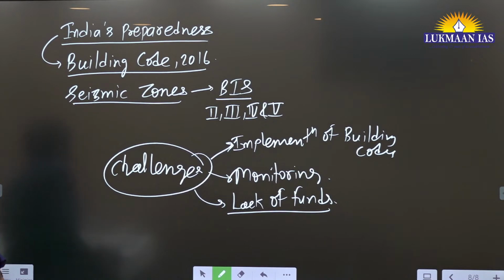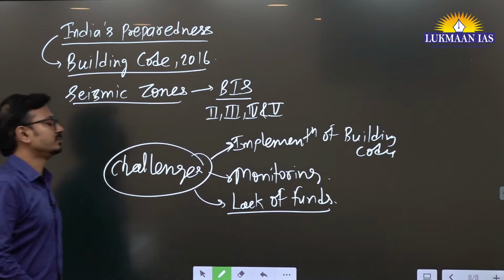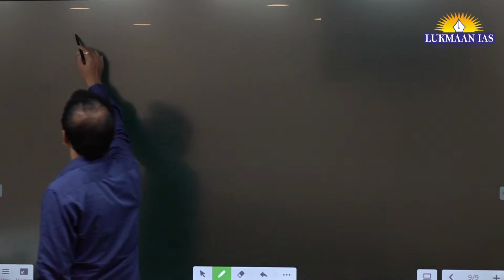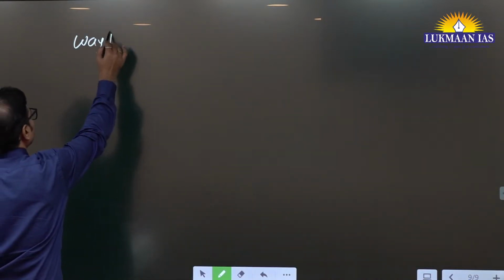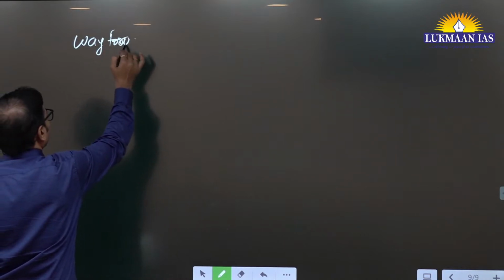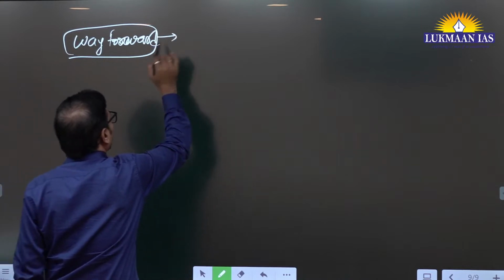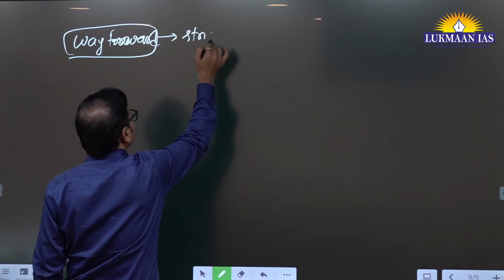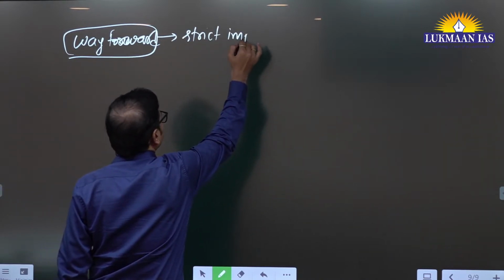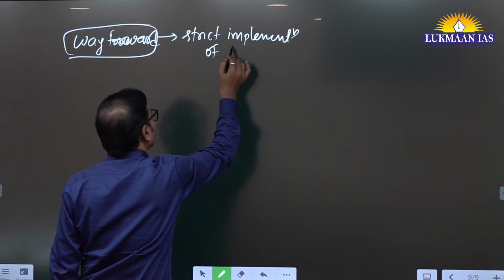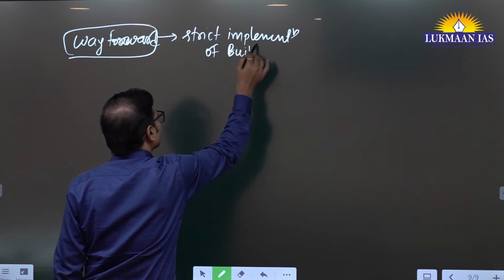Okay. Now, what should be the way forward here? जो challenges हैं उस पे work करना है. So strict implementation of building codes. See, most important is this one.